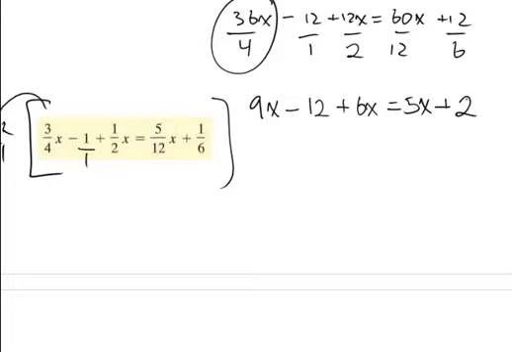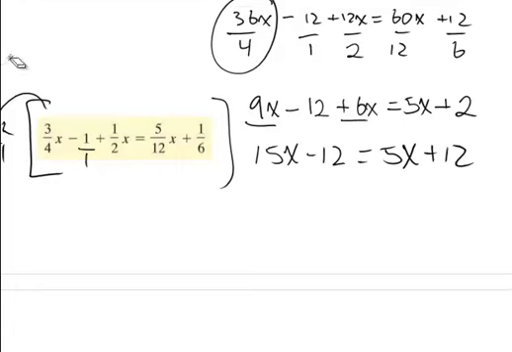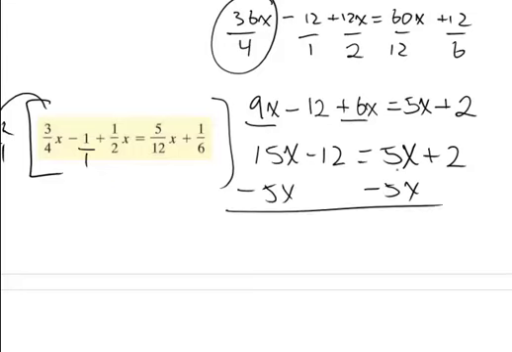Okay, now we'll go ahead and worry about combining like terms. So 9x plus 6x is going to give me a 15x minus 12 equals 5x plus 2. Oops, plus 2. Okay, now I'm going to go ahead and subtract 5x on both sides. Minus 5x and minus 5x. So that's going to leave me with, what do we have? 10x minus 12 equals 2.